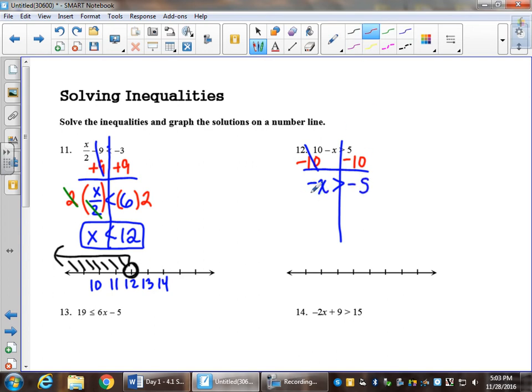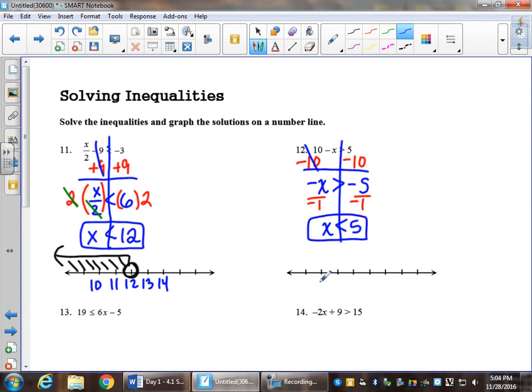To finish this up, this negative represents a negative 1, so I will divide both sides by negative 1. Who remembers what happens to the inequality sign when we divide by a negative? I hope everybody is saying, Mr. A, it flips, the inequality sign flips, and I agree with you. So this becomes x is less than positive 5, and we're done.